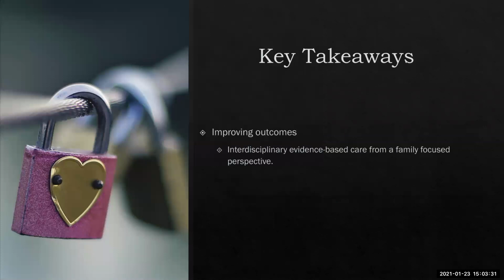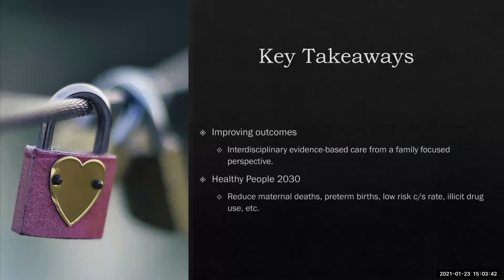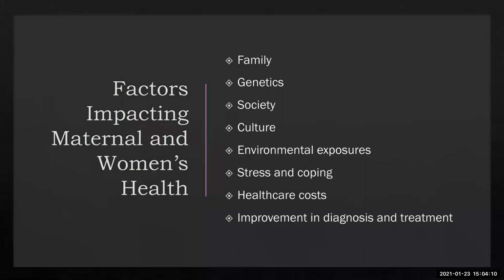So improving outcomes: interdisciplinary evidence-based care from a family-focused perspective improves our outcomes. And Healthy People 2030 has some key goals there: to reduce maternal deaths, reduce preterm births, reduce the low risk C-section rate, and reduce illicit drug use. And as I'm sure you saw on the website, there are plenty more where that came from.